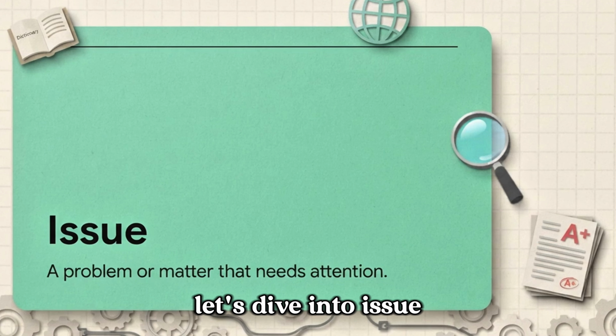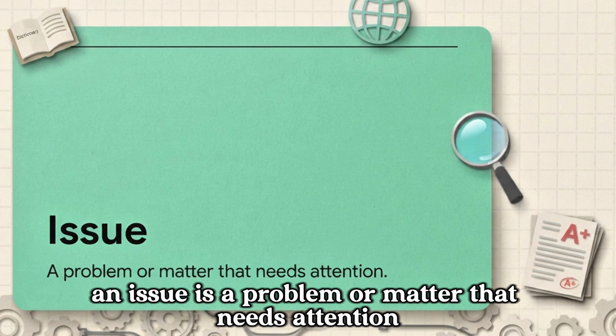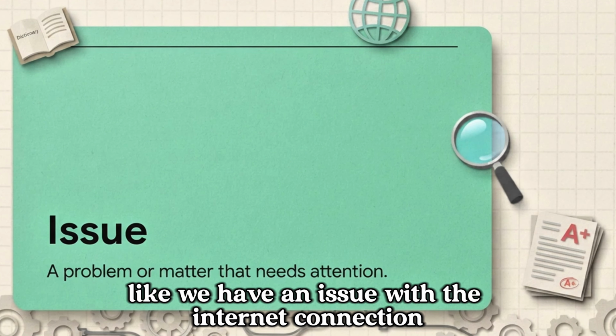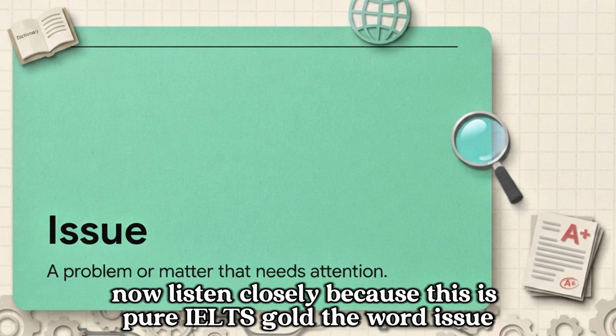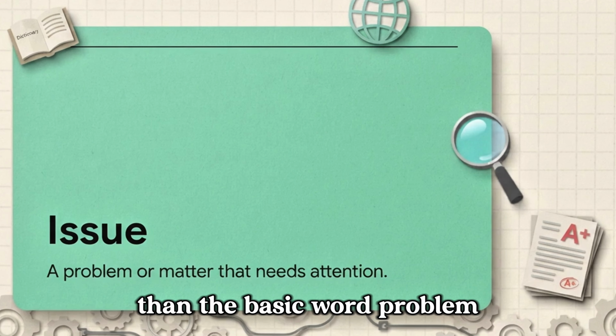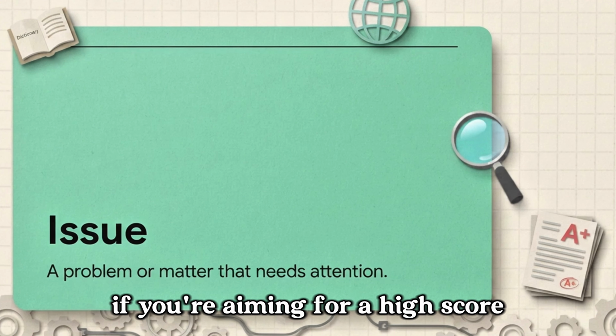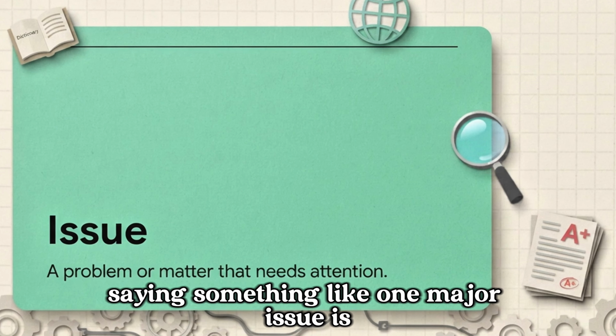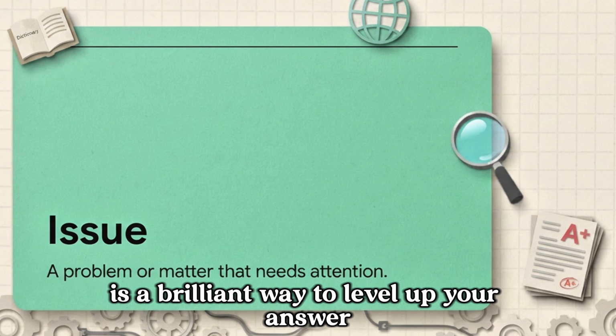Let's dive into issue. An issue is a problem or matter that needs attention. Like, we have an issue with the internet connection. Now listen closely because this is pure IELTS gold. The word issue sounds a lot more formal and sophisticated than the basic word problem. If you're aiming for a high score, saying something like "one major issue is" is a brilliant way to level up your answer.